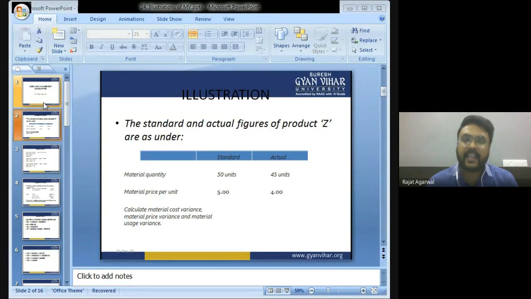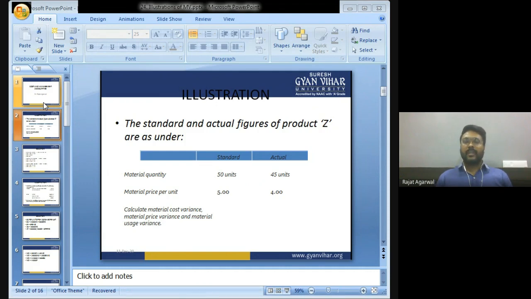The standard and actual figure of product Z are as under. Material quantity: standard 50 units, actual 45 units. Material price: standard is 5 and actual is 4. You have to calculate material cost variance, material price variance and material usage variance.